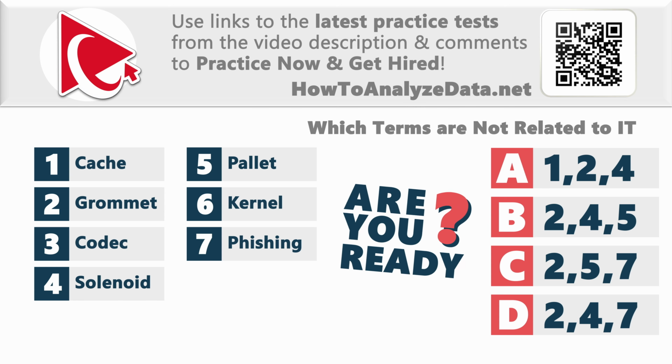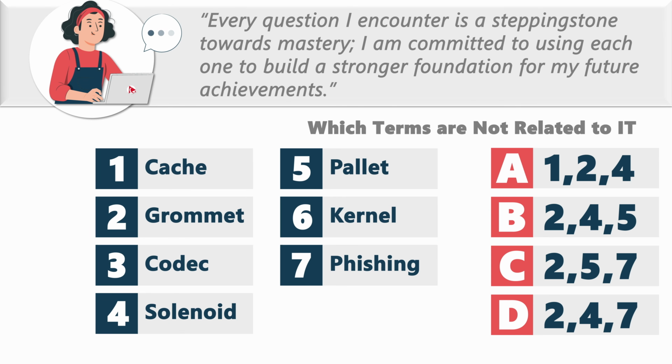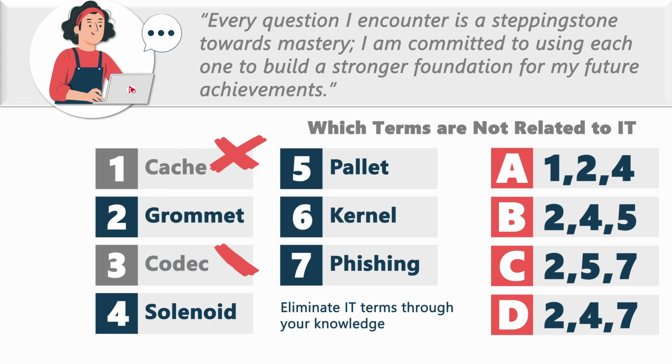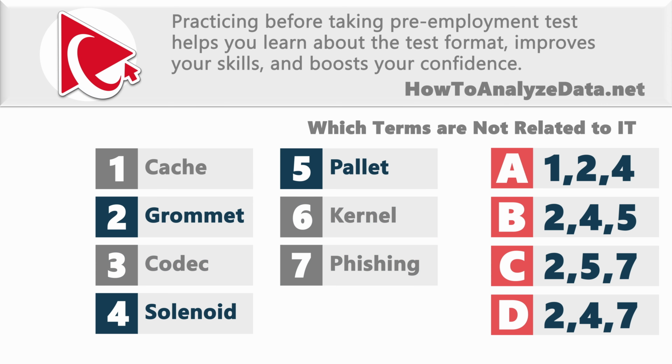Time's up. Are you ready to show your answer? Let's start solving this question by eliminating terms that definitely sound like IT terms. Number 1, cache. Number 3, codec. Number 6, kernel. And number 7, phishing. 3 remaining terms are kinda questionable.